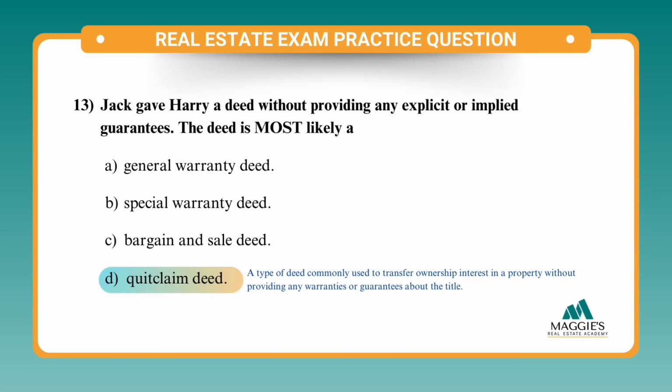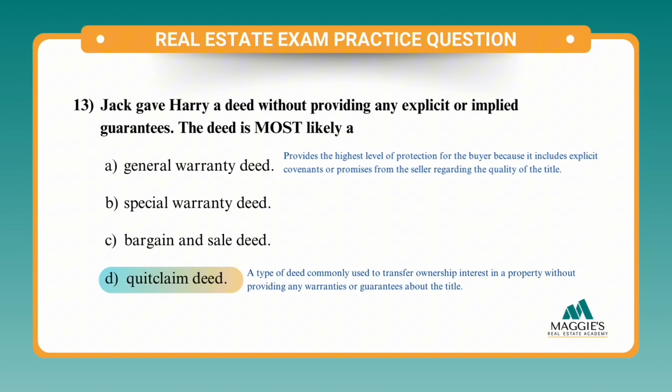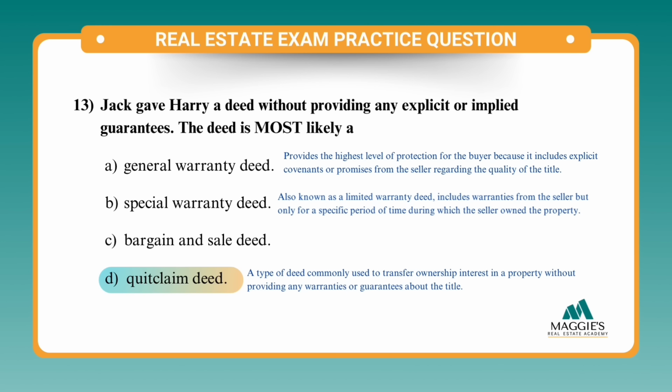What's a general warranty deed? Well, that's a deed that provides the highest level of protection for the buyer because it includes explicit covenants or promises from the seller regarding the quality of the title. This type of deed typically includes warranties such as the covenant of seisin, the covenant of quiet enjoyment, and the covenant against encumbrances. Now, a special warranty deed, also known as a limited warranty deed, includes warranties from the seller, but only for a specific period of time during which the seller owned the property. It provides less protection than a general warranty deed, but more than a quitclaim deed.